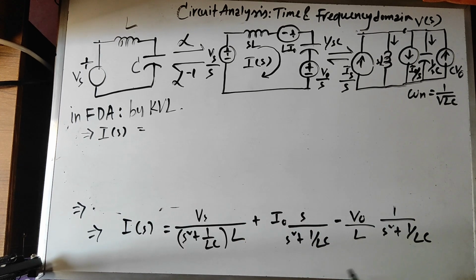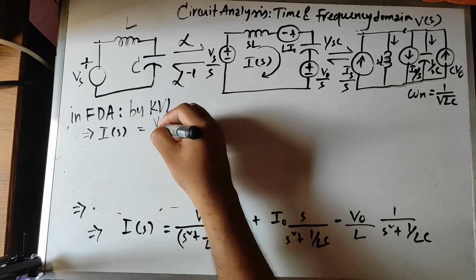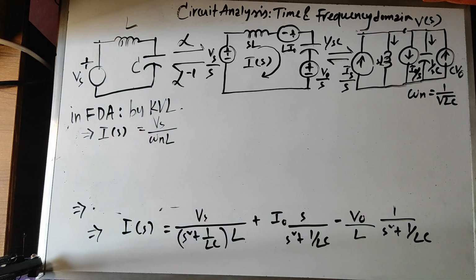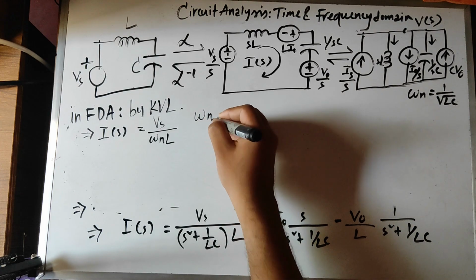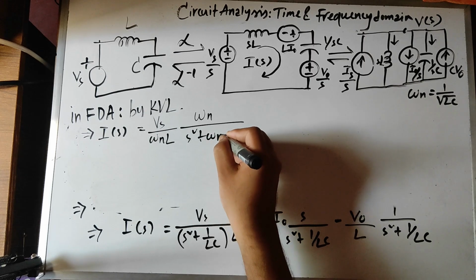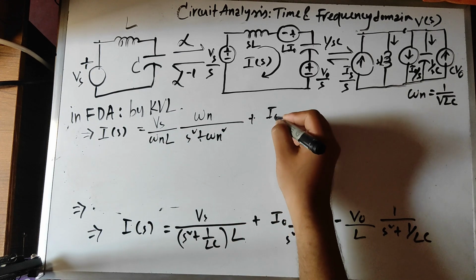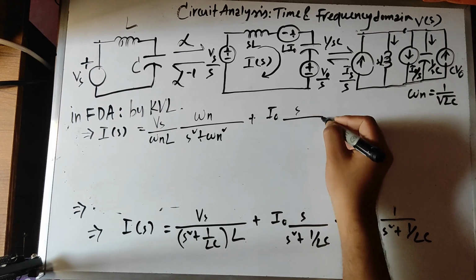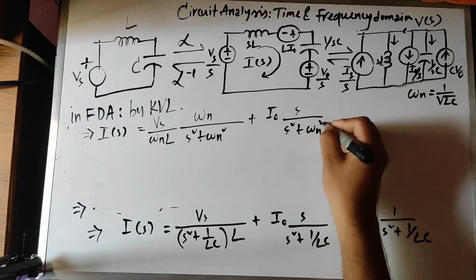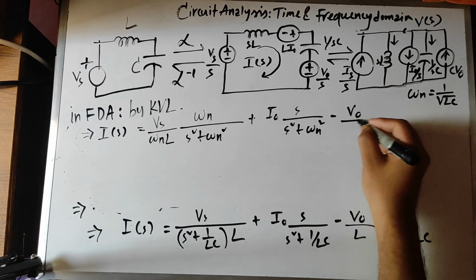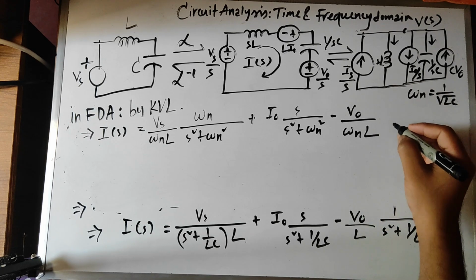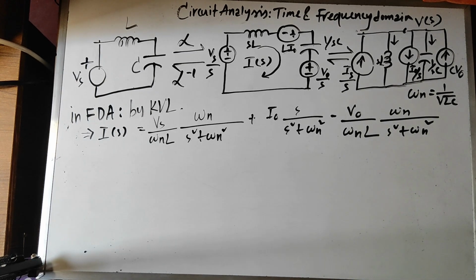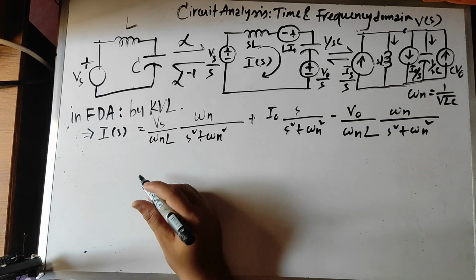So Is equals Vs by omega n L times omega n by S² plus omega n squared, plus Io times S by S² plus omega n squared. So this is the situation here.